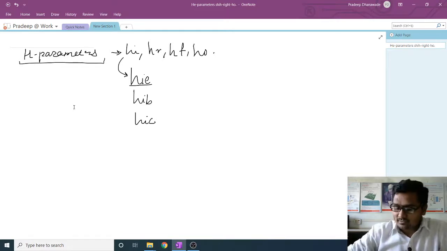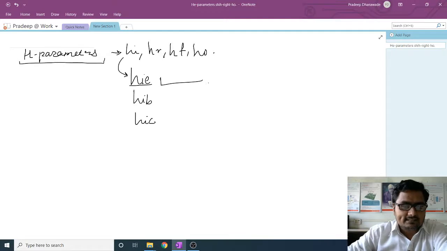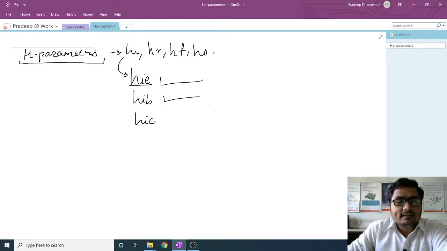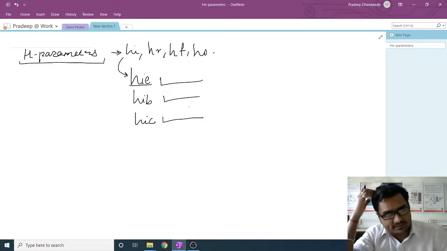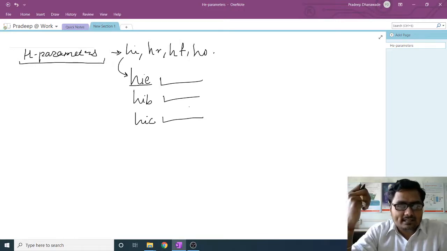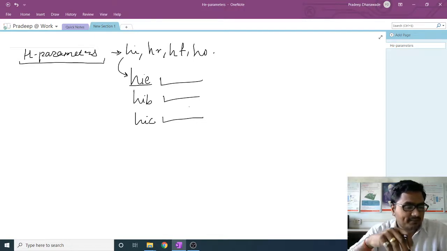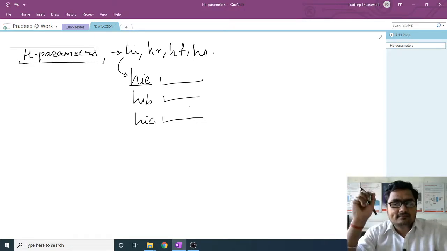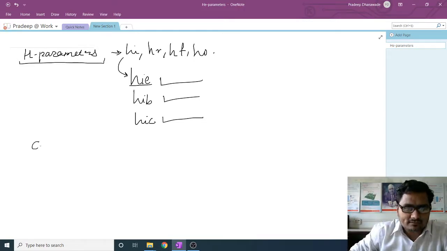For example, if I want to evaluate HIE, then I need to have CE input-output characteristics. If I want to calculate HIB, then I need CB characteristics. Like this, if I want to calculate HIC, or all the parameters in common collector configuration, then I need to use IO characteristics for common collector configuration. So generally, whenever we study amplifiers, we consider only one configuration, that is common emitter configuration.